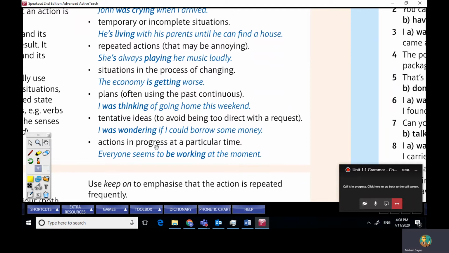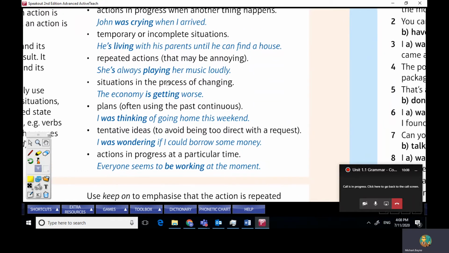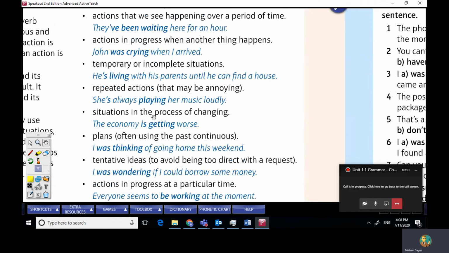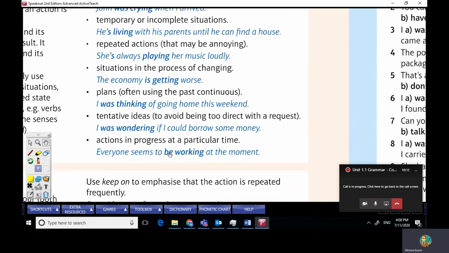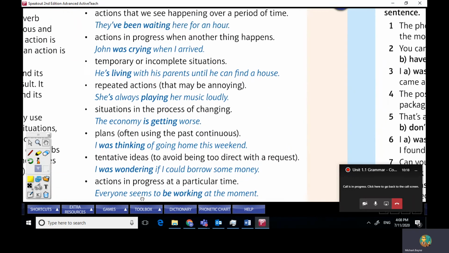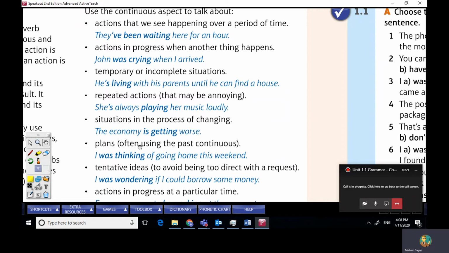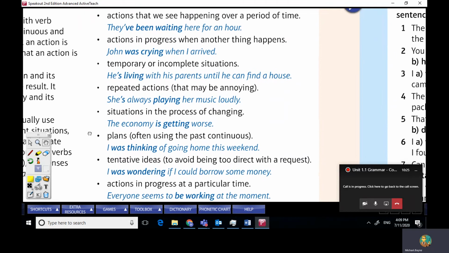And then actions in progress at a particular time. Very similar to actions in progress up here, but when it's at a particular time, we also use the continuous. Everyone seems to be working at the moment. So those are the main ways that we use the continuous aspect. You have learned about continuous many times, past continuous, present continuous, and future continuous. So this is just revision.